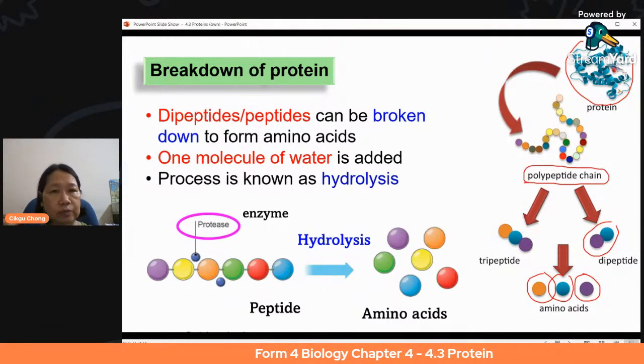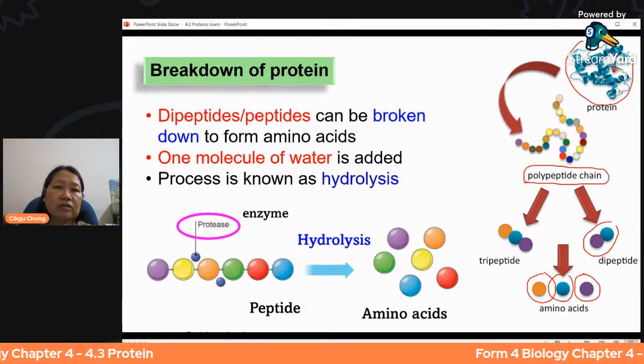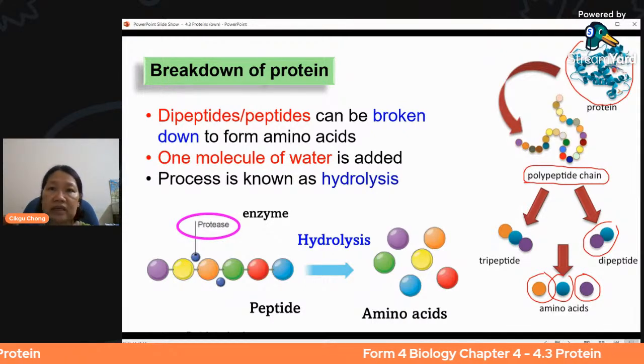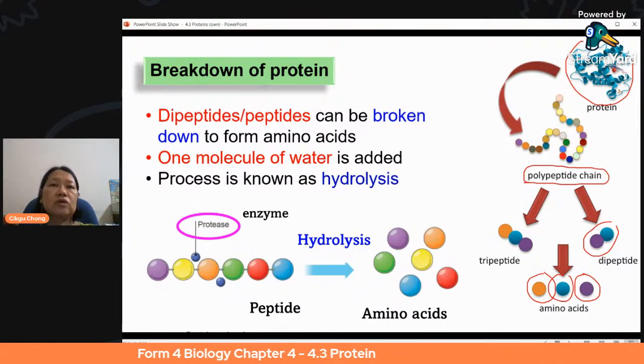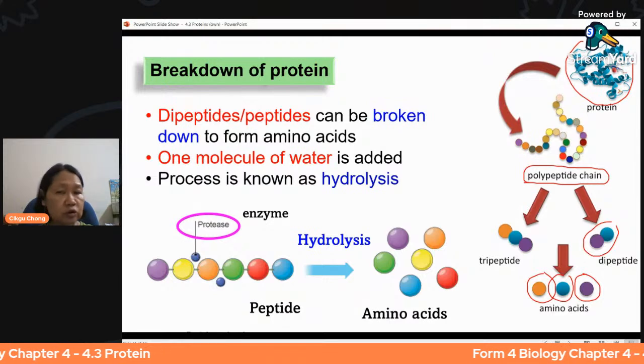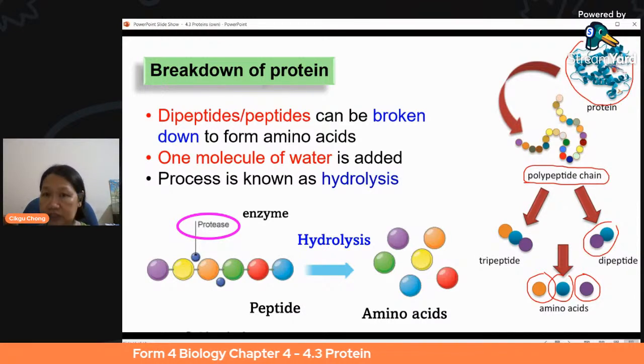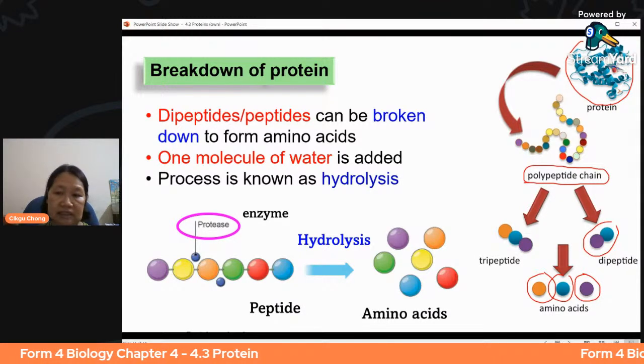You must break down your protein to become amino acids so that they can enter the bloodstream, okay, in the lumen of the ileum or the small intestine, and then it will be transported to all the parts of your body to be utilized, to be used. If it's too big, it cannot go into the blood. Your blood cannot transport the protein. It has to be broken down to amino acids.